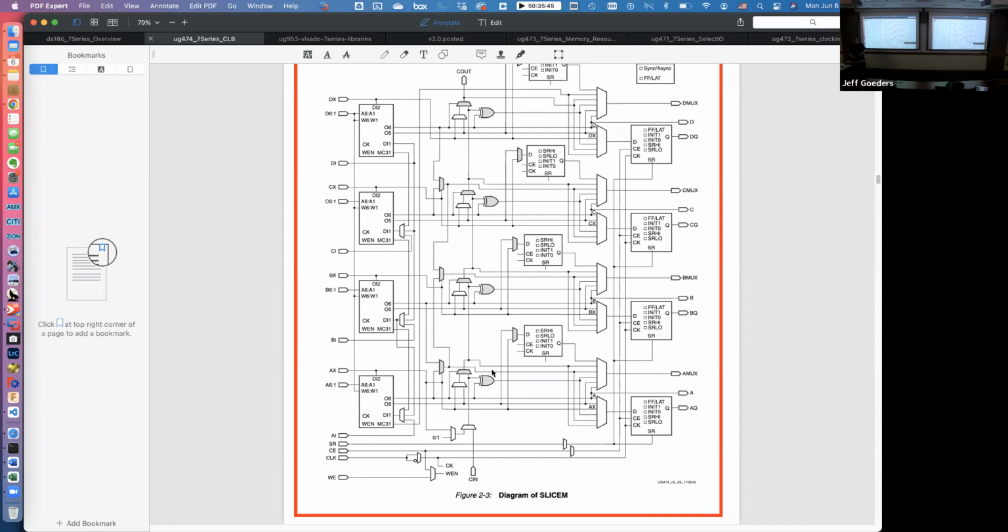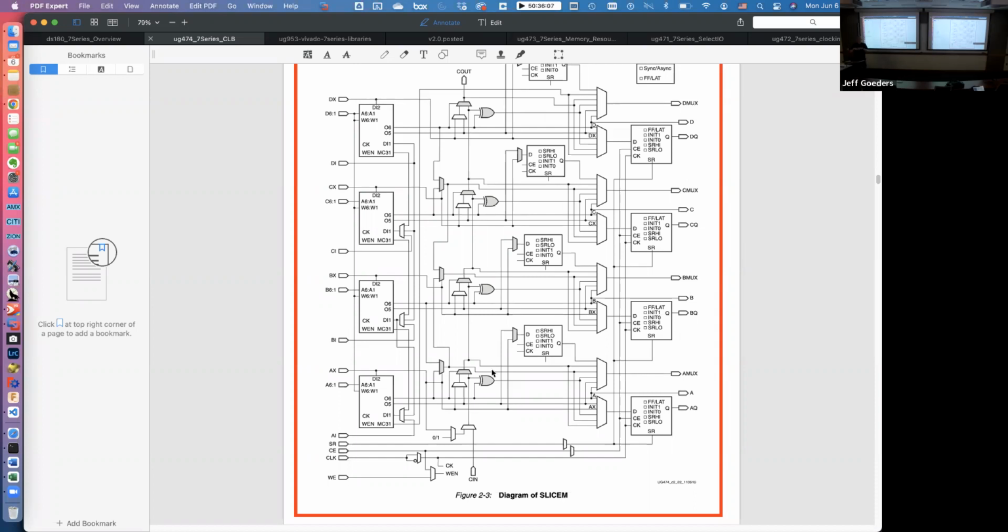And we'll get to that in a minute. So that's slice L, slice M. And so when you see a CLBLL tile, it means it has two slice L's in it. You'll also see CLBLM tiles. It means it has a slice L and it has a slice M in it.